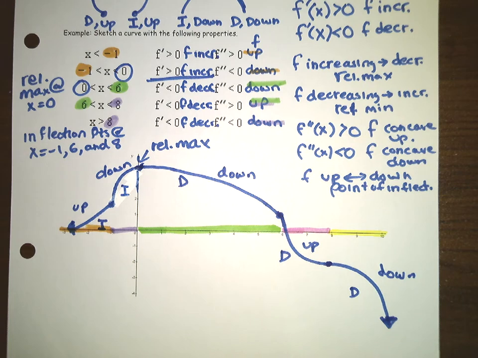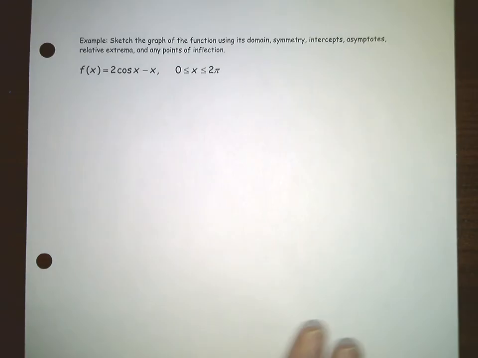All right, so I hope that you enjoyed this, because now it's time for an example of putting this all together, and it will be our last example here because it might take 5 hours. And here we go, page 206. Sketch the graph of the function using its domain, symmetry, intercepts, asymptotes, relative extrema, and any points of inflection. It really won't take as long as I'm making it seem, just 2 days.